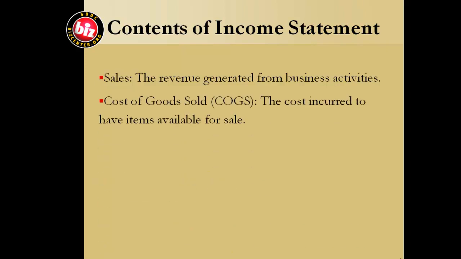The cost of goods sold is the cost incurred to have items available for sale. This may include material cost or the direct labor necessary to produce a product to have it available for sale to your customers. The total revenue or sales earned from selling your product or service minus the cost of goods sold represents your gross profit. Let's look at an example of how this could work in a business.